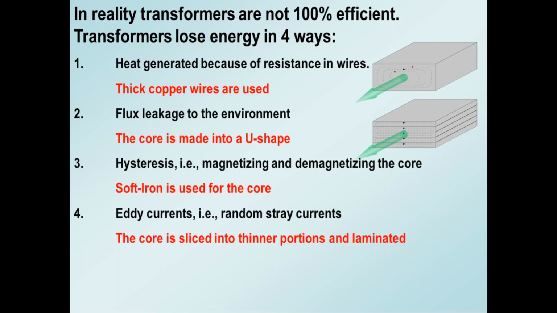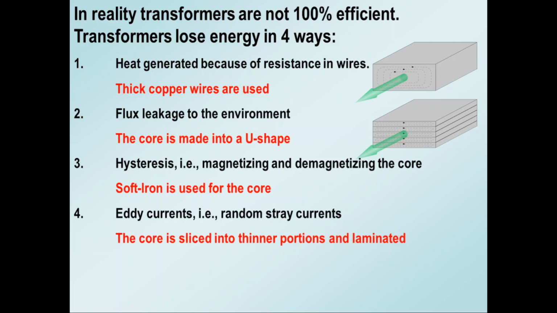The third way, hysteresis, which is the process of magnetizing and demagnetizing the core. So to minimize that energy loss, engineers use a soft iron core. Why iron instead of steel? As we had previously learned, iron has a high permeability and a low retentivity, which means that it makes for a good temporary magnet because it is easy to magnetize and just as easy to demagnetize. If steel was used instead, then it would take a lot of energy to magnetize and demagnetize the steel. But since iron is used instead, you don't use a lot of energy in doing that.